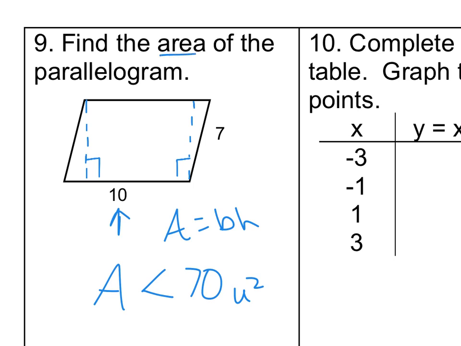So finding the area of this parallelogram, I don't know, because we don't know what the height of this is. We're not given that, and we're not given the area in order to find a missing side. We're just given a base and a slant. So we do know that the height is less than 7, right? The height has to be less than 7. But we do not know what the actual height is.